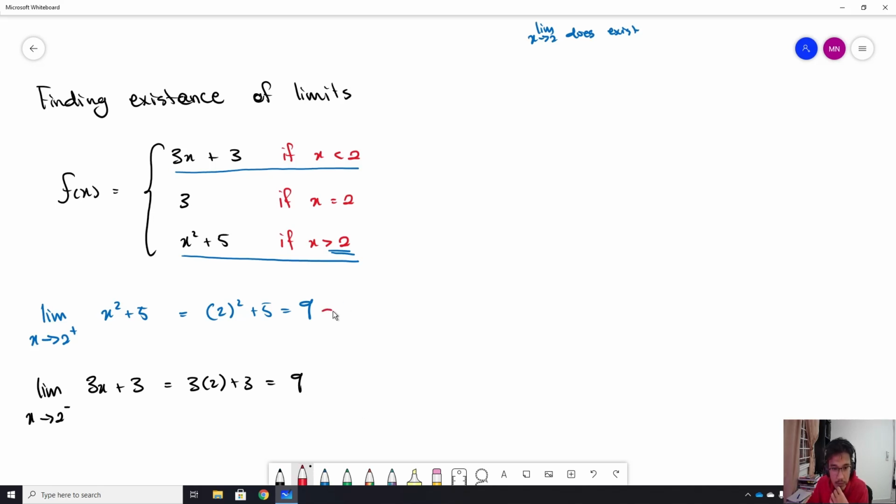So both from the right and from the left showing the same number. So this means, not function, means limit x approaching 2 of f(x) does exist at x equal to 2.